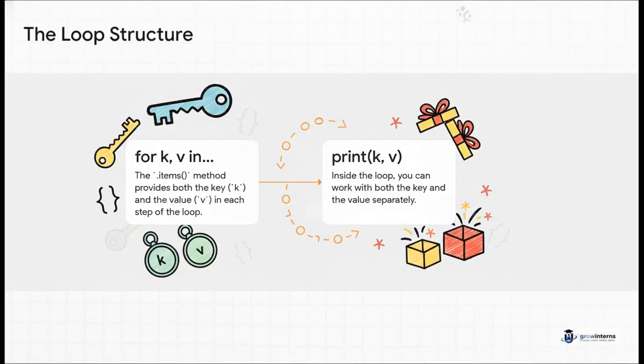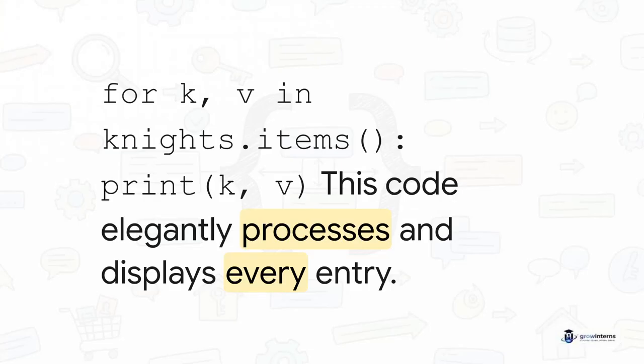The items method is just so elegant. With each pass of the loop, it neatly unpacks the key-value pair for you. We can assign them to two different variables. Here we're using k and v, and that lets us work with the knight's name and their titles separately, with total clarity. And here's what that looks like. In just a few lines of code, we can go through and display every single entry in our dictionary. It's just a really clean, readable, and efficient way to handle your data.